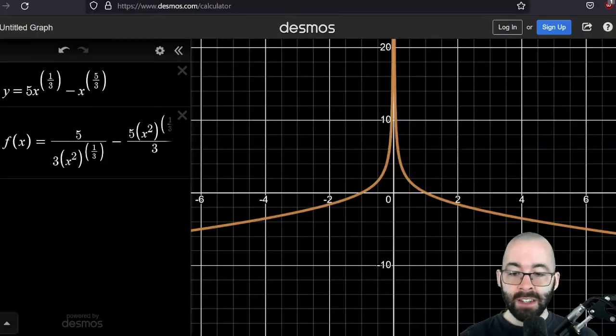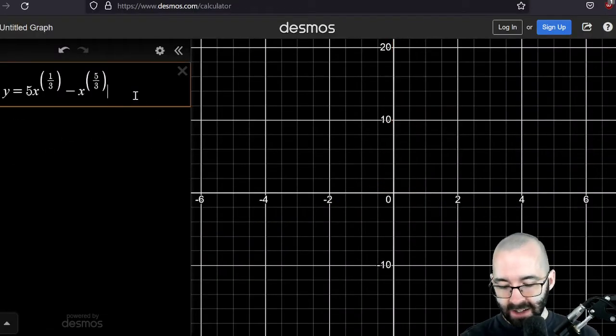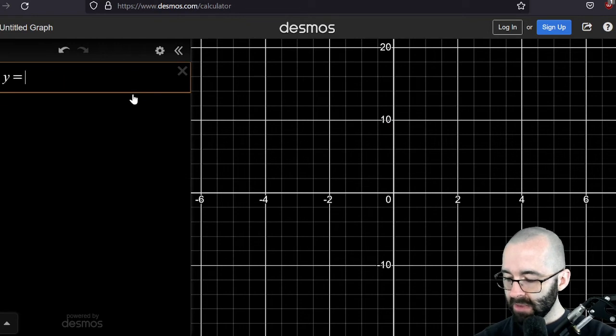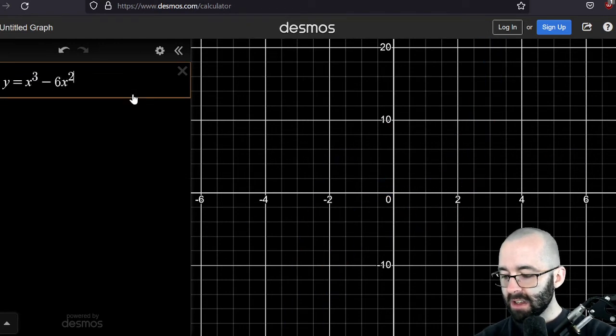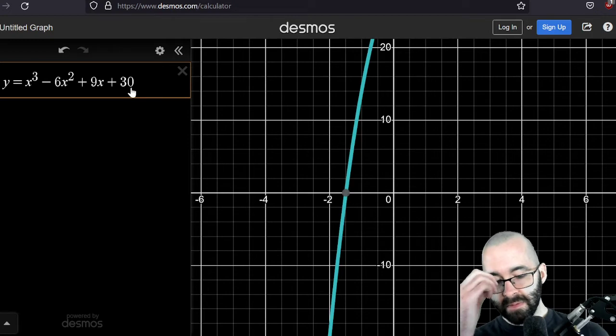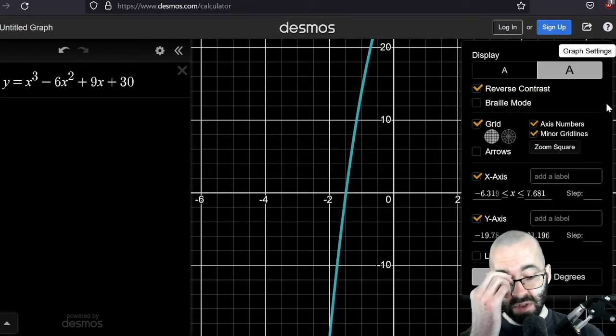Let's visually inspect this and see if we're right and check our answer. x cubed minus 6x squared plus 9x plus 30. We are going to have to zoom a bit.